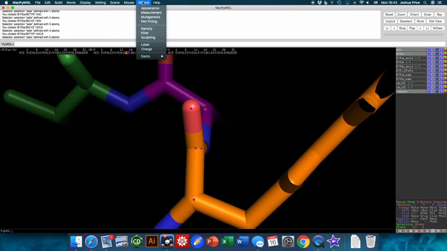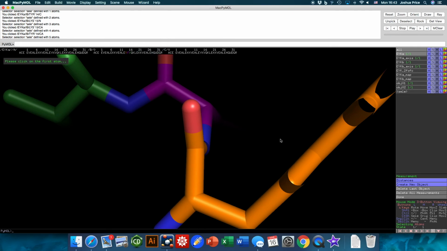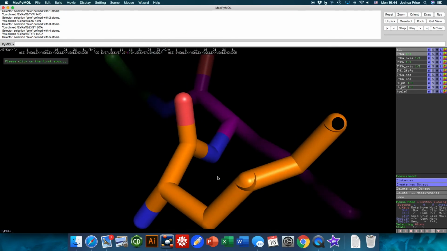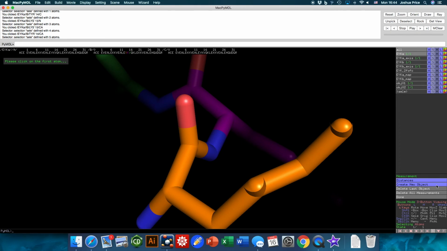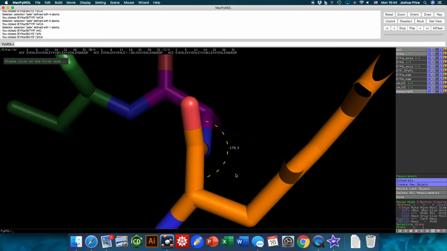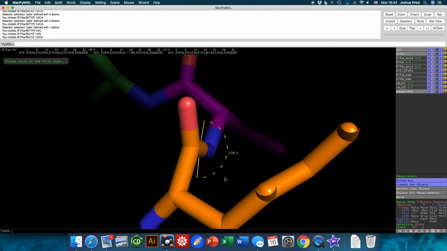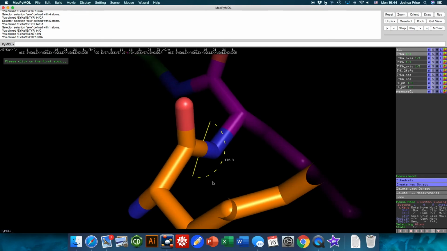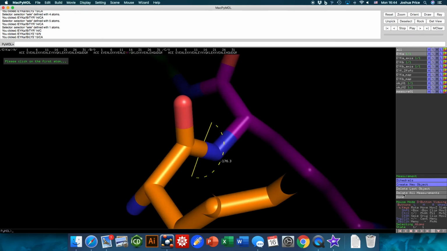And we can actually measure that dihedral angle in this program. And it will tell us what that angle is, and it's pretty well close to 180 degrees, which is what we expect because of its partial double bond character.